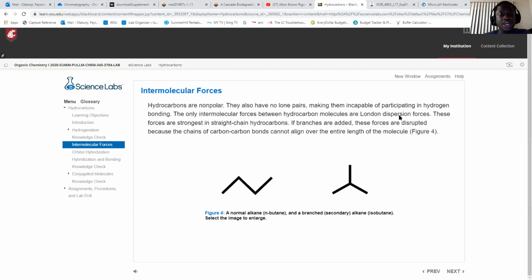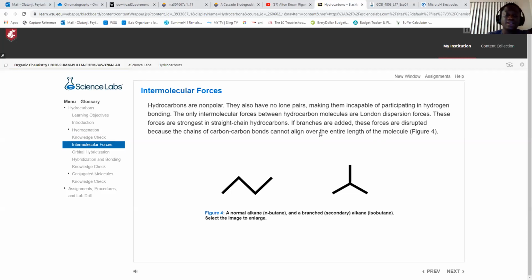The dipole interactions and the hydrogen bonding come in when you start throwing electronegative atoms into your molecule, like oxygens and nitrogens and chlorines and halides. However, whenever you have just carbon or hydrogen, you only have London dispersion forces. And these forces are usually strongest when you have linear, straight chain hydrocarbons.